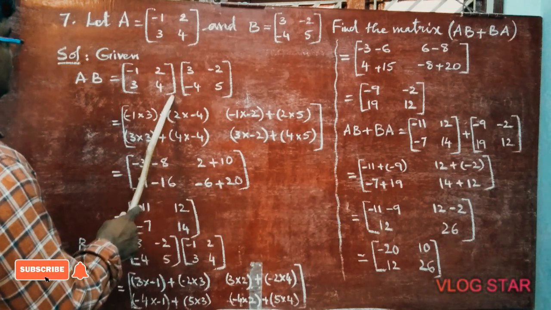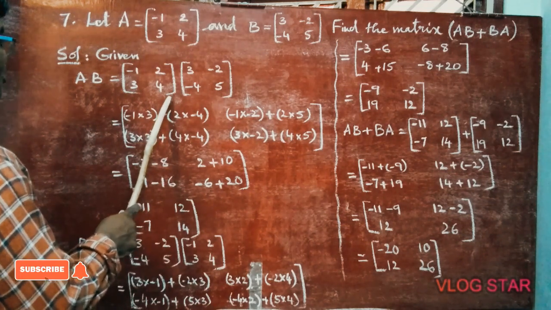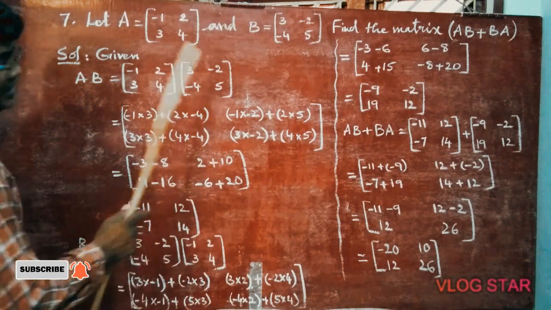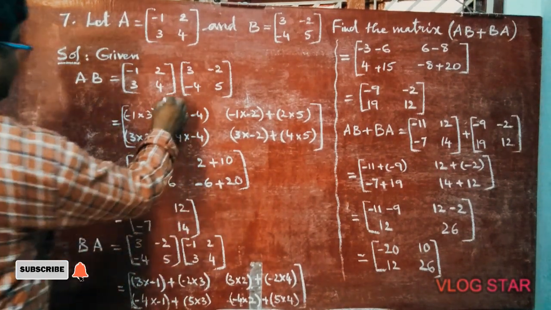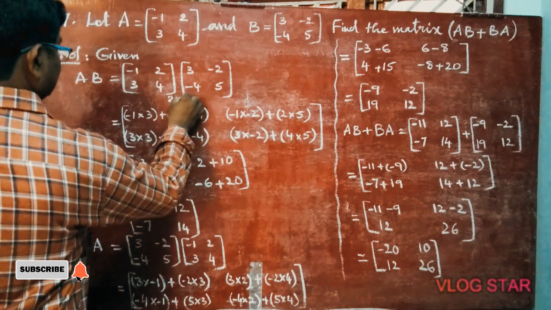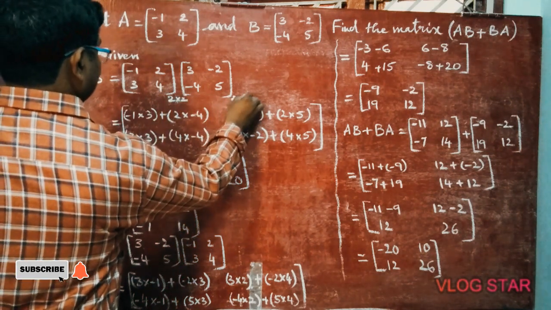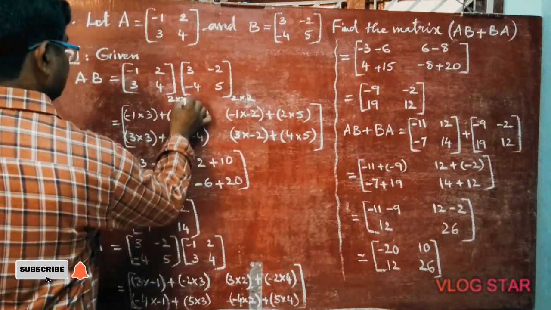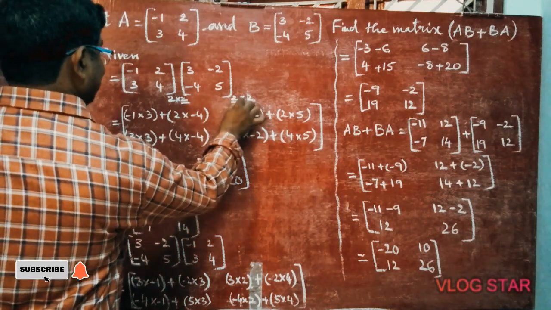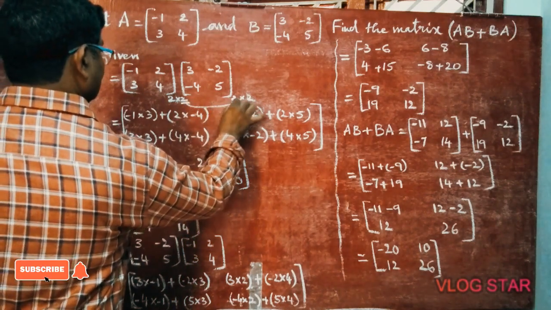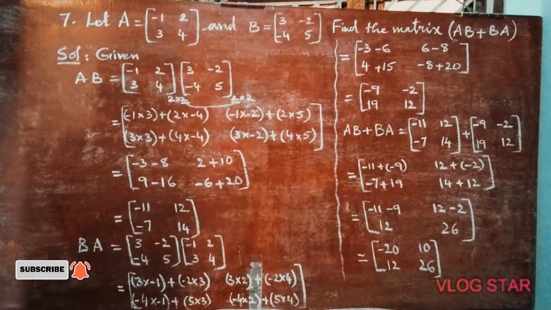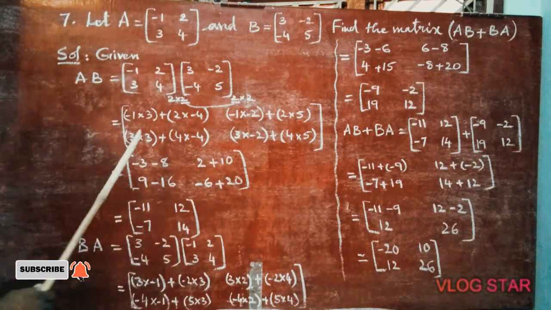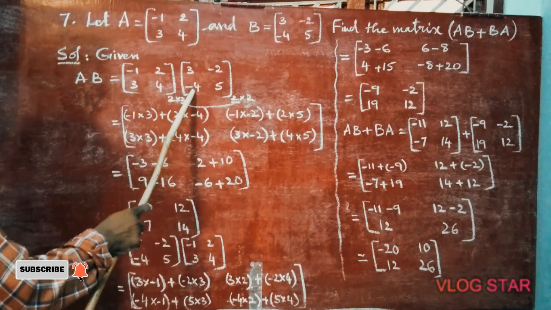For multiplication, two things we have to remember. First thing, the first matrix column should be equal to the second matrix row. So what is the order of the first matrix? 2 by 2. The second one is also 2 by 2. So the first matrix column is equal to the second matrix row, and automatically we will get a 2 by 2 matrix. Now coming to multiplication, second point: row with the column.